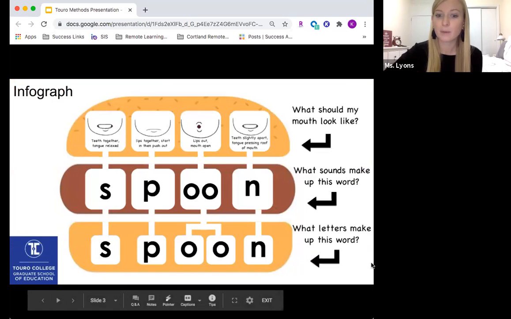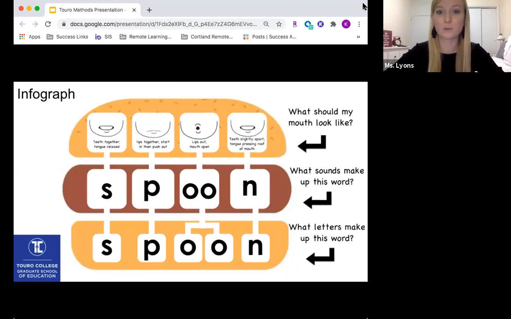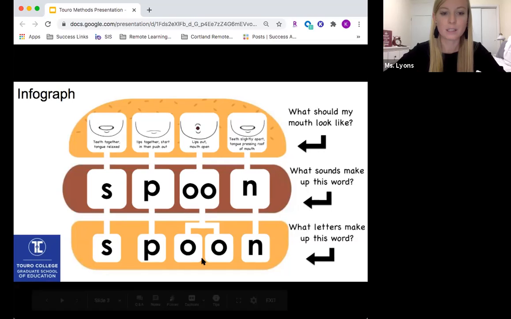Today, we're going to start off by showing an infograph. An infograph is a poster, a helpful tool that shows you what we are going to be learning about today. So today we're going to work on making sure we can sound out words correctly as we're reading. So I wrote a word down for us here.